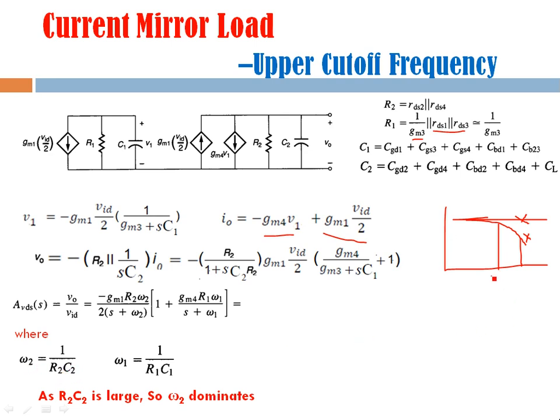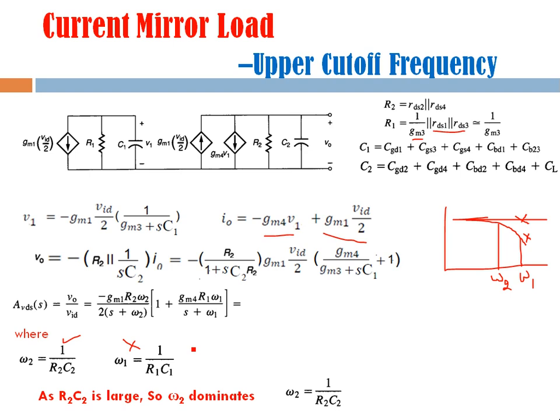It means omega 2 is here, and this one is omega 1. This omega 1 we need not consider, because already the gain started falling. So we are interested only in this, because it indicates that the gain has already reduced by 3 decibel. So this one is the main deciding factor.